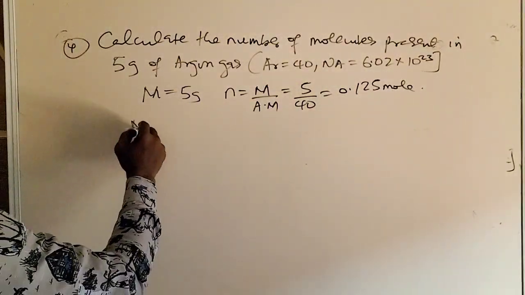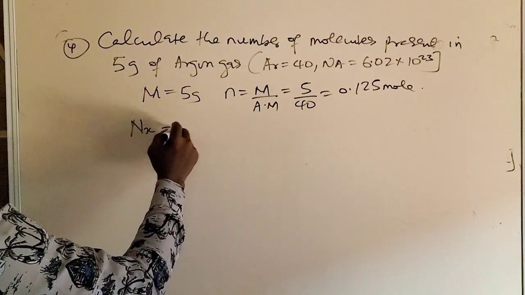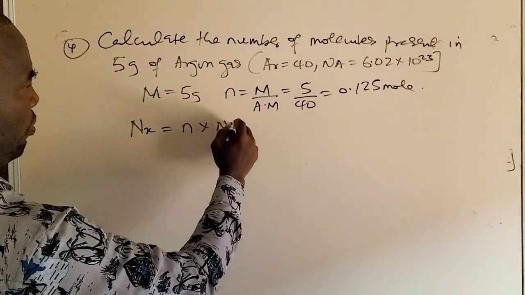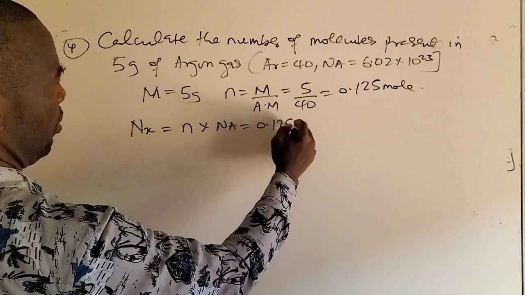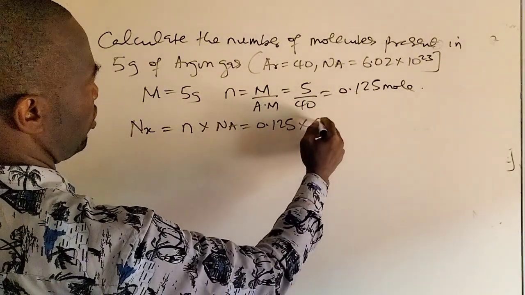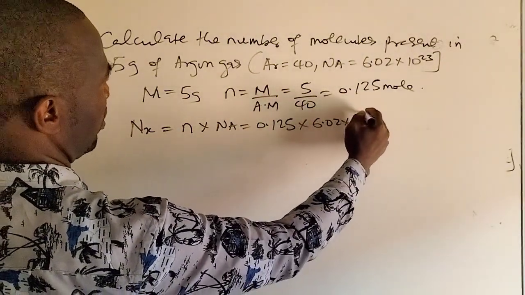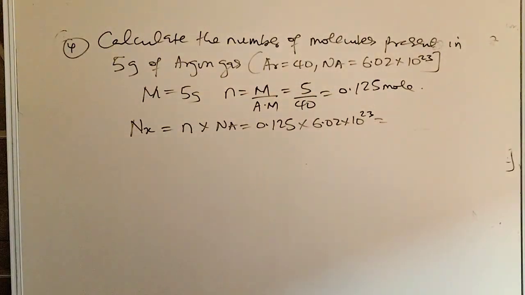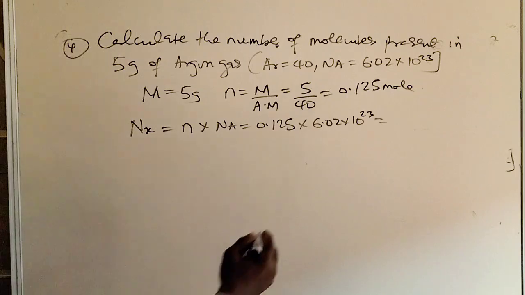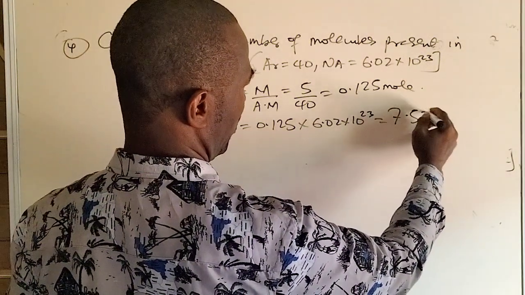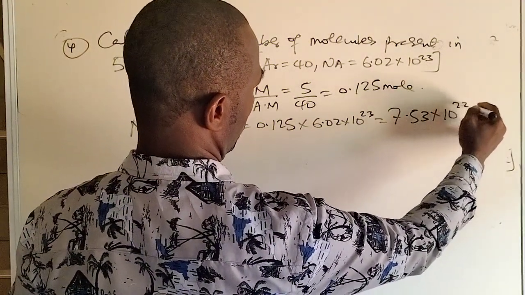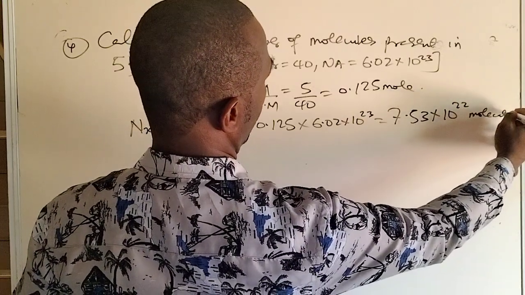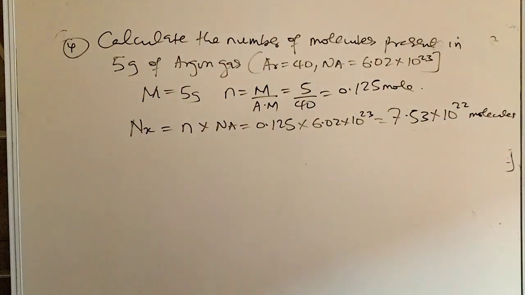So you're looking for Ns, number of molecules, which is mole times Avogadro's constant, which is 0.125, the number of moles you obtained, times 6.02 times 10 to the power 23. So when we multiply this and solve that, our final answer becomes 7.53 times 10 to the power 22 molecules. That's our answer. 7.53 times 10 to the power 22 molecules of argon.